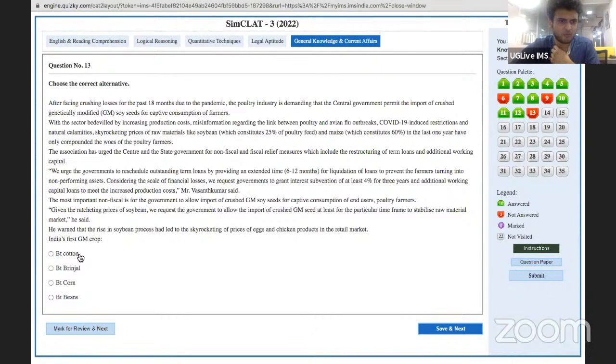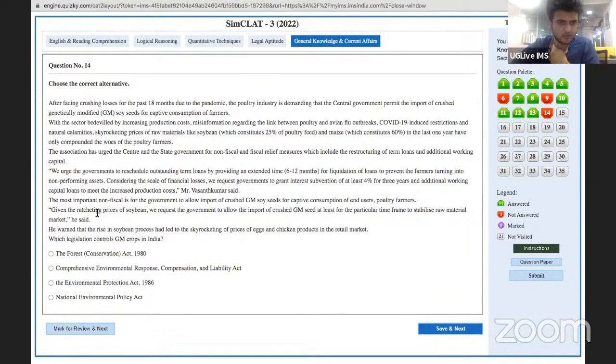First GM crop, BT cotton, brinjal, corn or beans? Yes, guys, what do you think should be the answer here? Two very famous companies back in 2001 were involved in bringing this, and in 2014, 2016, India was the largest producer of genetically modified cotton. So the answer is BT cotton.